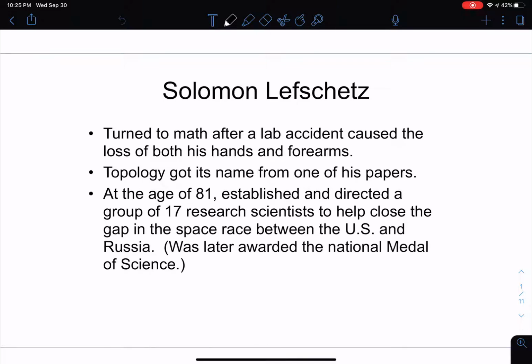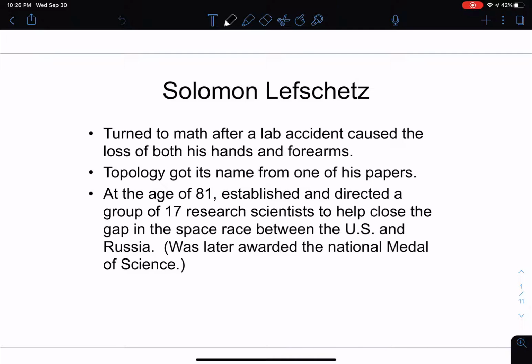And then at the ripe age of 81, he established and directed a group of 17 research scientists to help close the gap in the space race. Many of you are too young to remember, but the U.S. and Russia were definitely in a heated race back in the 60s with space. It wasn't always us working with them to get up to the space station. To me, that's a more modern development. Russia seemed like they were ahead for a while. Finally, the U.S. kind of caught up and then beat Russia to putting a man on the moon. But anyways, Solomon Lefschetz was a person involved in that race, and even later than the ripe age of 81, he ended up being awarded the National Medal of Science.